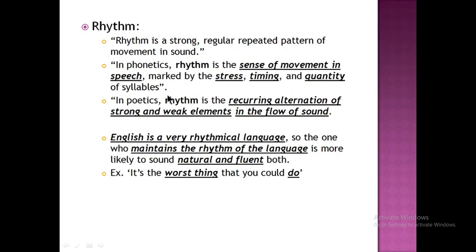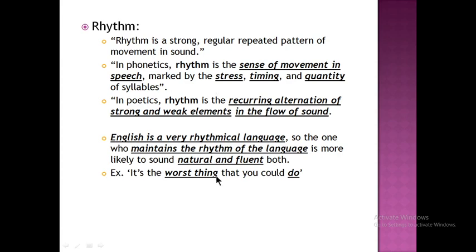And it is also explained in poetics. In poetics, rhythm is a reoccurring alternation of strong and weak elements in the flow of sound. Reoccurring means which occurs again. Alternation means change of strong and weak elements, at the same time in a flow of sound. That is rhythm. So rhythm is defined in three different definitions.